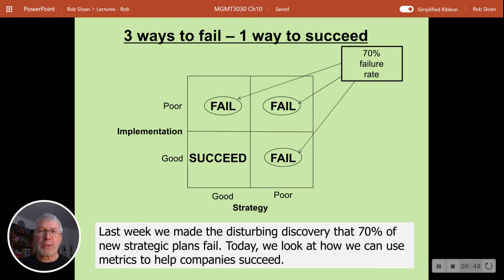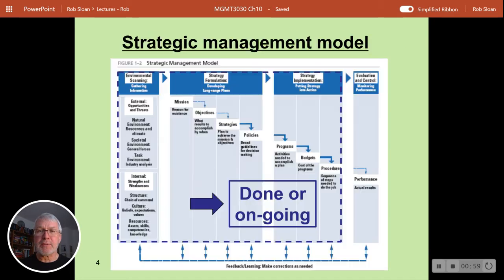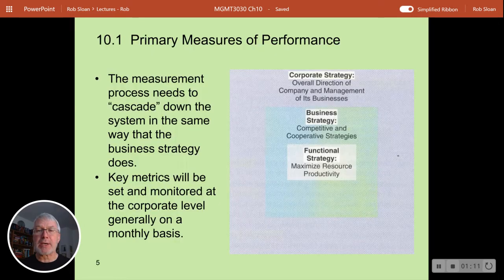So we're going to look today at how we make sure that we have a greater chance of success. And that's at the point of looking at how we measure and control the implementation phase. So far in the course, we've done environmental scanning, we've looked at strategy formulation and strategy implementation, and that evaluation and control stage is today's topic.